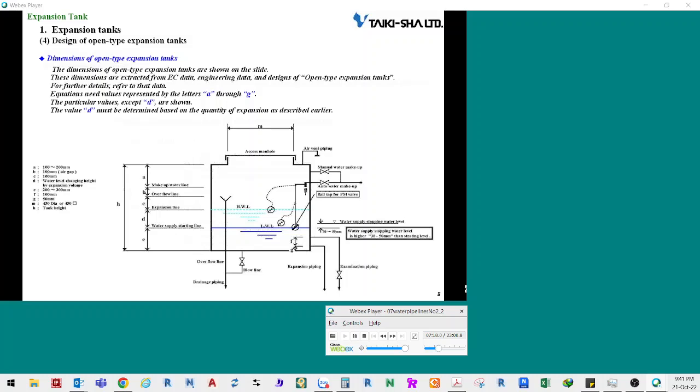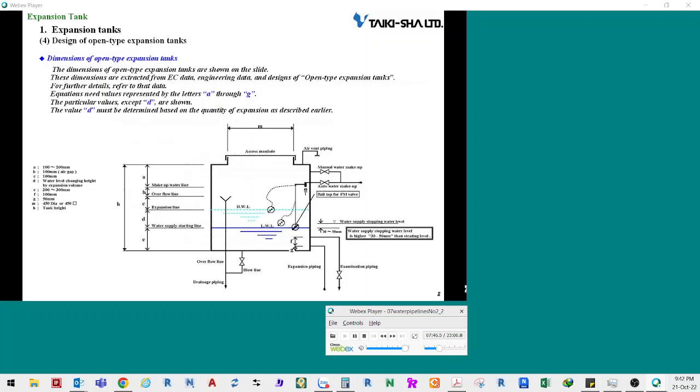Design of open-type expansion tanks. Dimensions of open-type expansion tanks. The dimensions of open-type expansion tanks are shown on this slide. These dimensions are extracted from EC data, engineering data, and designs of open-type expansion tanks. For further details, refer to that data.